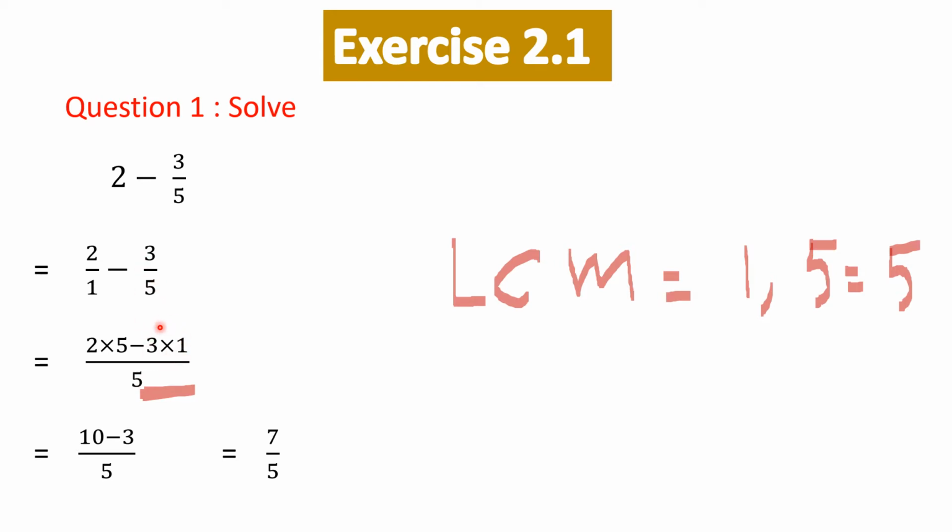When you have the multiplication symbol, you always multiply first, right? So 2 into 5, 10. 3 into 1, 3. And 10 minus 3, 7 by 5. So you get 7 by 5, right?